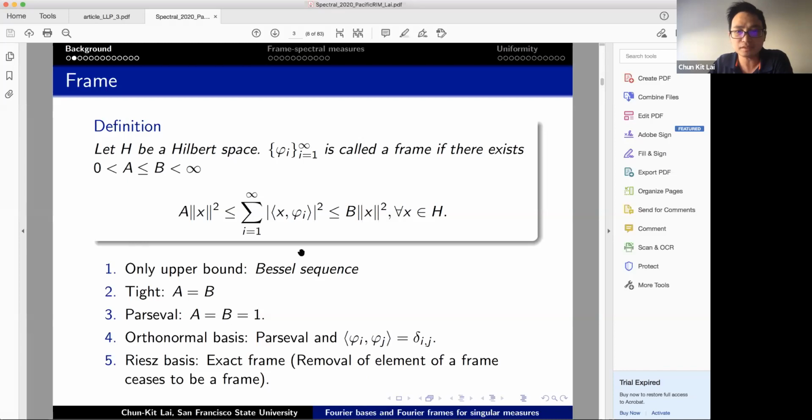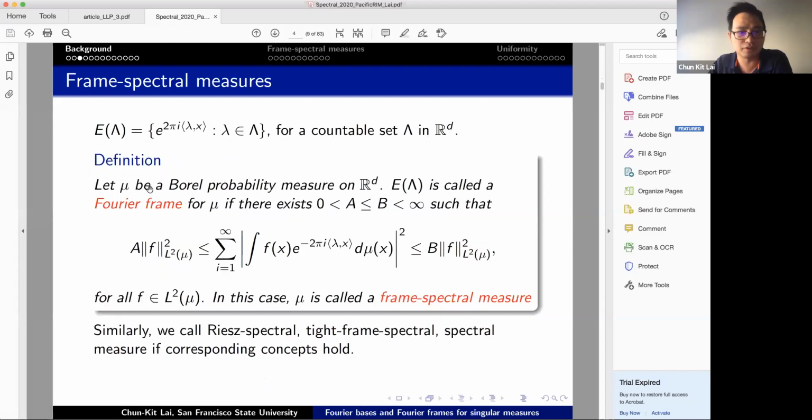These are the terminologies for frame theory, and frame theory is used a lot in signal processing. The main dish for us today is not a general Hilbert space, but the L2 mu space. The frame we are considering is the exponential frame, e^(2 pi i lambda x) for some frequency set lambda. Given a Borel probability measure mu, the set E lambda is called a Fourier frame if you have a frame inequality there. If such a thing exists, mu is called a frame-spectral measure, and lambda is called a frame spectrum.